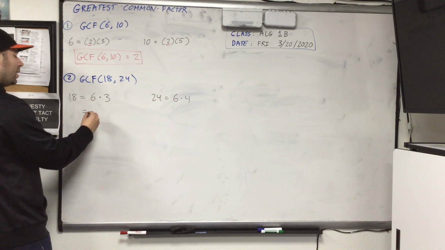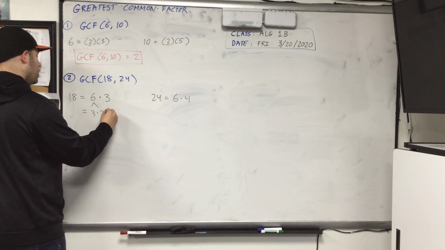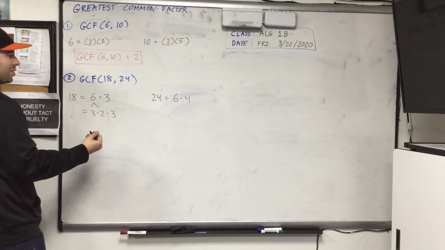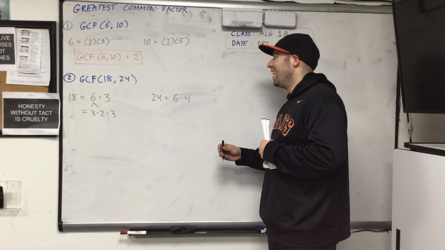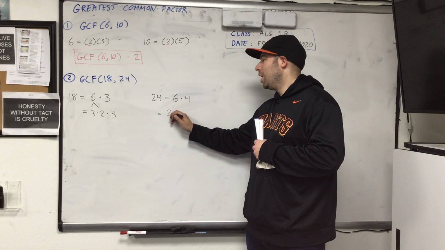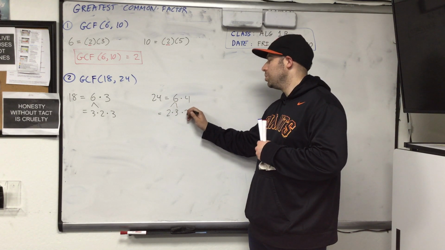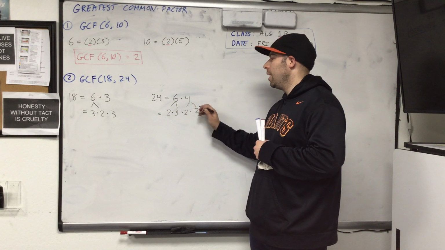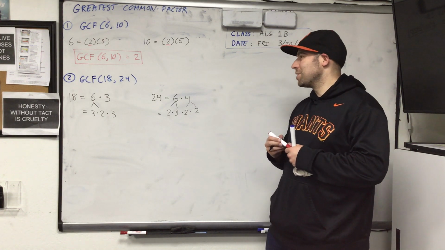6 times 3 is 3 times 2, and 3 cannot be broken down because it's prime. I'm smiling because I gave the answer. I can break down 6 and 4 yet again: 6 into 2 times 3, and 4 into 2 times 2. It's all broken up into primes. I just want to clarify so that nobody gets confused.